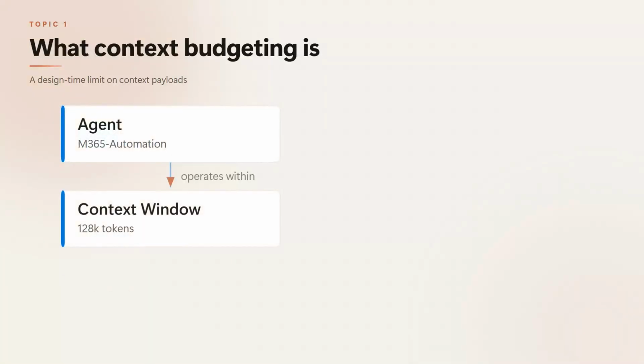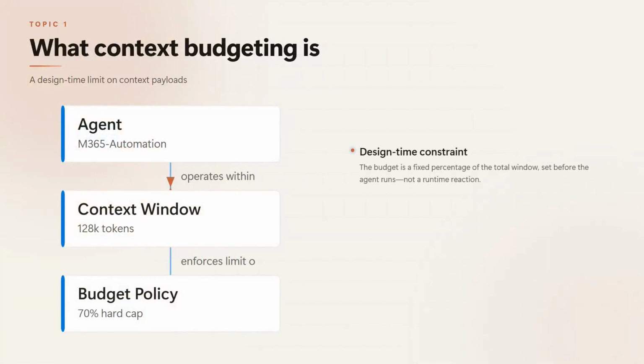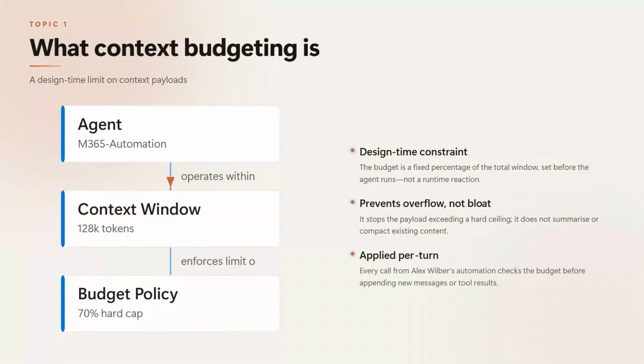Context budgeting is a design time limit on what enters the model's context. You enforce it at the boundary, before a tool result or any payload lands, so the model never sees the noise. The distinction people get wrong is confusing it with compaction. Compaction recovers space after the fact, budgeting prevents the waste in the first place. That boundary enforcement is what makes it a design decision rather than a cleanup task.